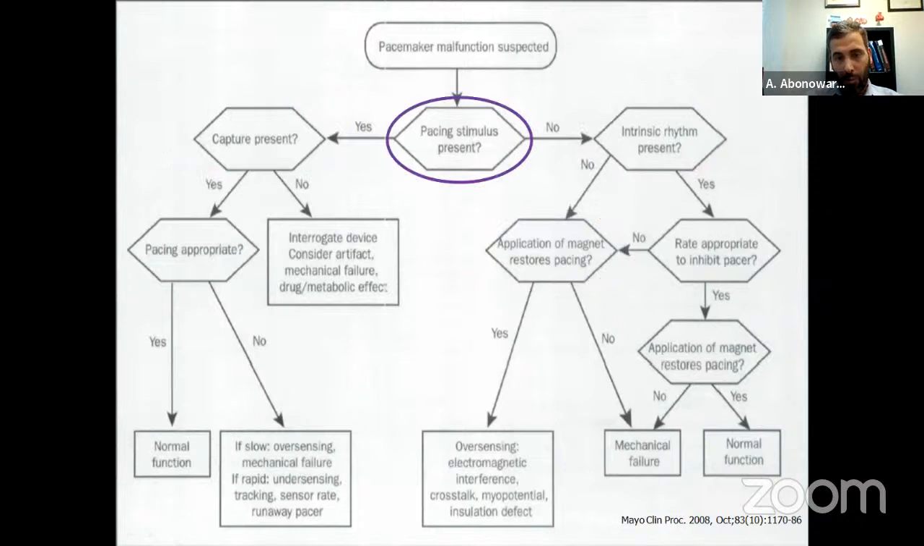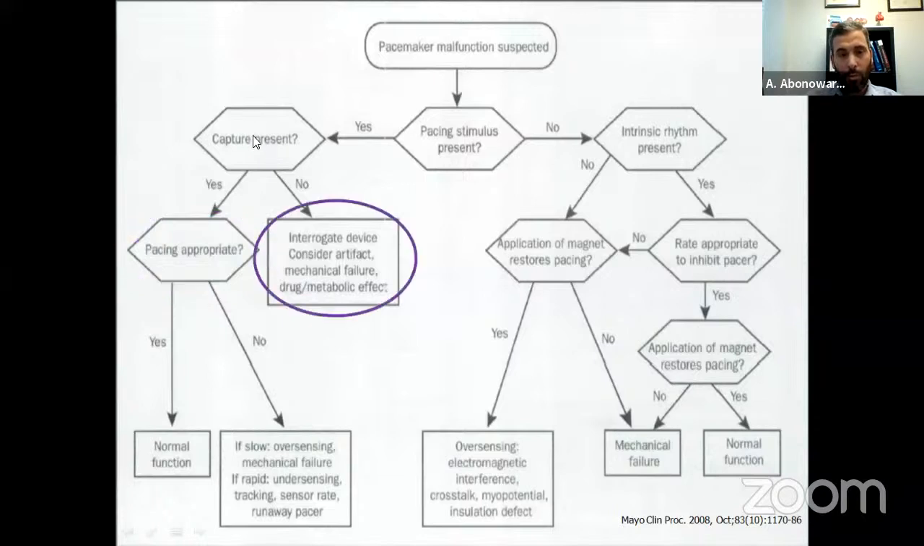So you have pacing stimulus, present or not; that means the pacing spike is there or not when you see pacing. If you see it, is it capturing or not? If it's capturing, that's okay, that's good. But if the pacing is not appropriate, you may see something that is not in the right spot, then it's either oversensing or undersensing. We said oversensing, which is under-pacing, means you don't see a pacing spike where it's supposed to be, or undersensing, which is over-pacing, means you see a pacing spike where it's not supposed to be.